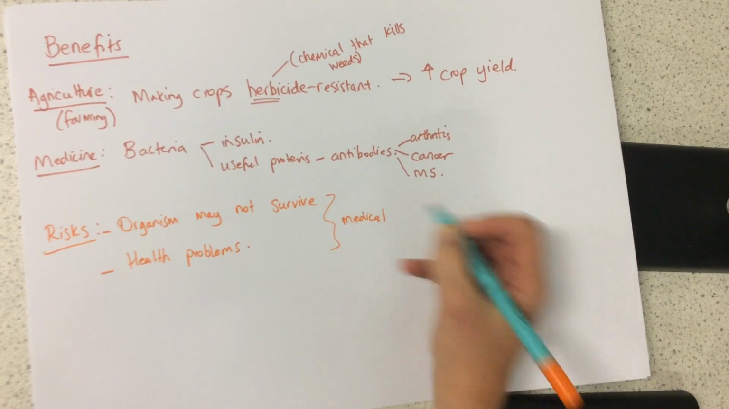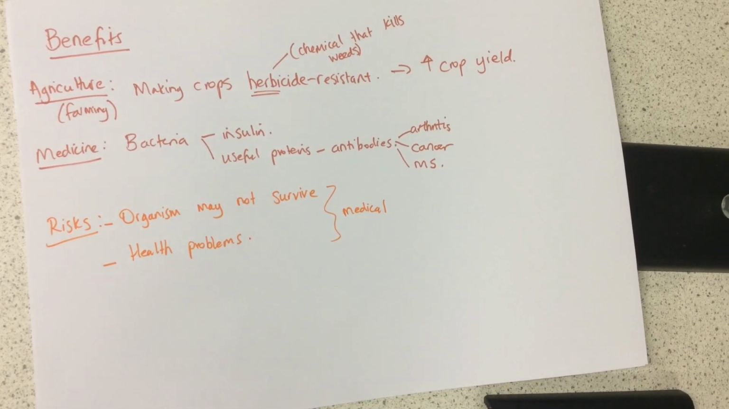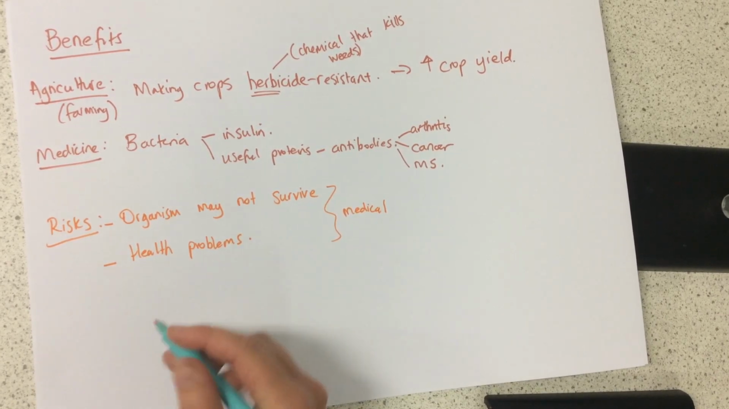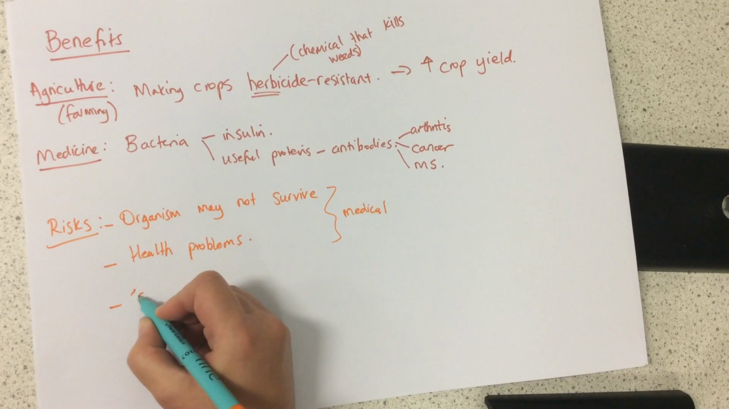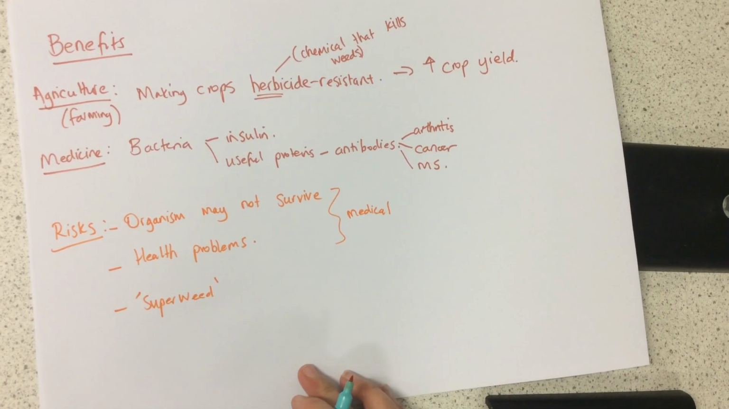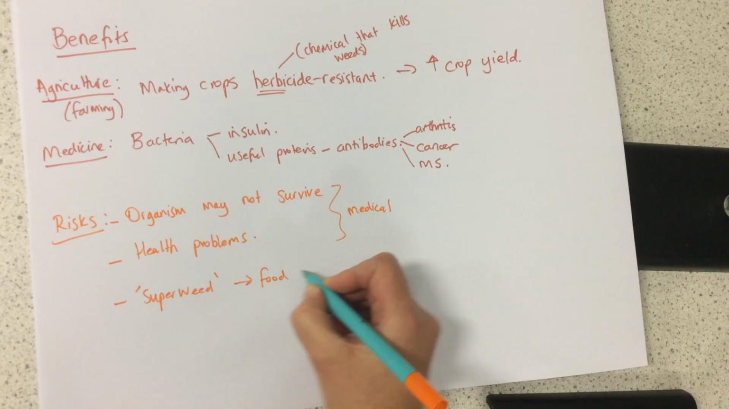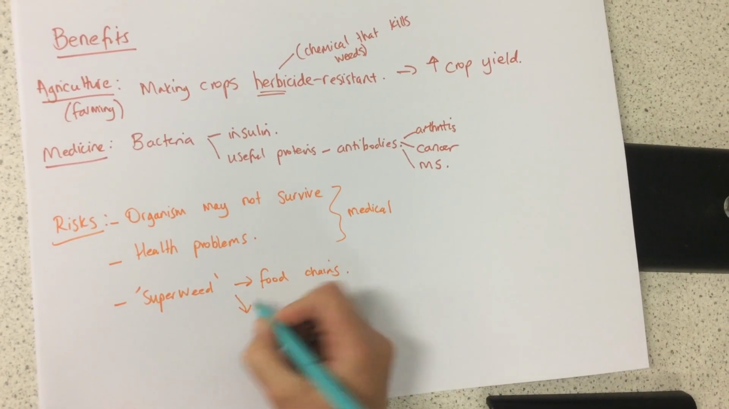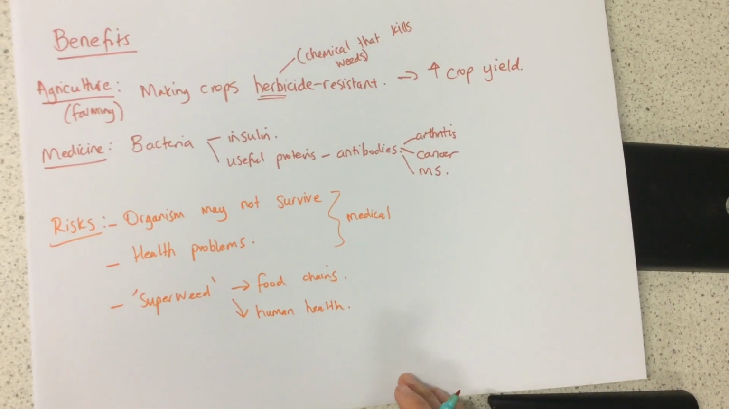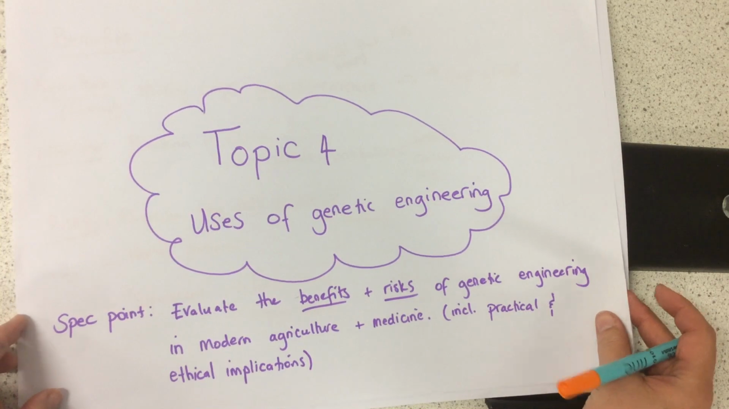If we then think about how that is affected in agriculture, the transplanted genes, for example a herbicide-resistant gene, can be picked up by weeds, and so essentially what will be created is something called a superweed, where that weed is going to be resistant to being killed. That's going to have an effect on animals in food chains, and that could even have an effect on our health as humans. Okay, and that sums up the topic of genetic engineering.